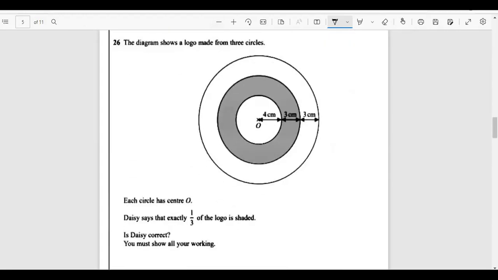Now it is an easy yet interesting question. The diagram shows a logo made from 3 circles. Each circle has center O. Daisy says that exactly 1/3 of the logo is shaded. Is Daisy correct? You must show all your working.